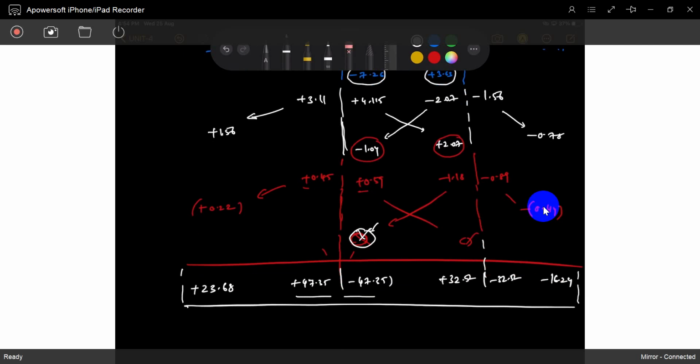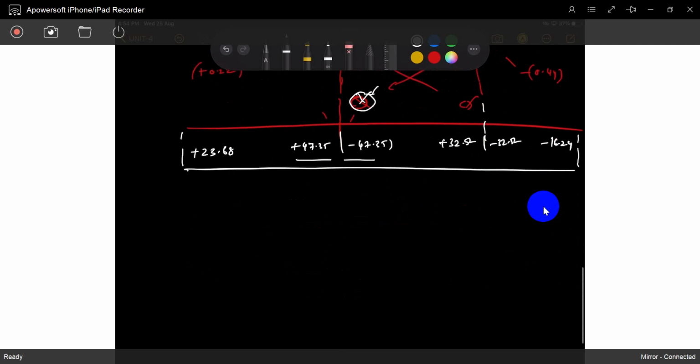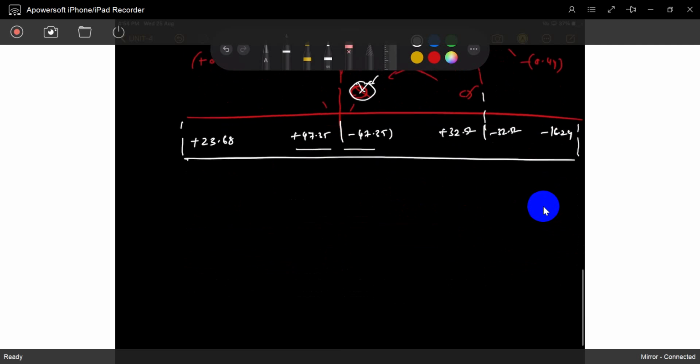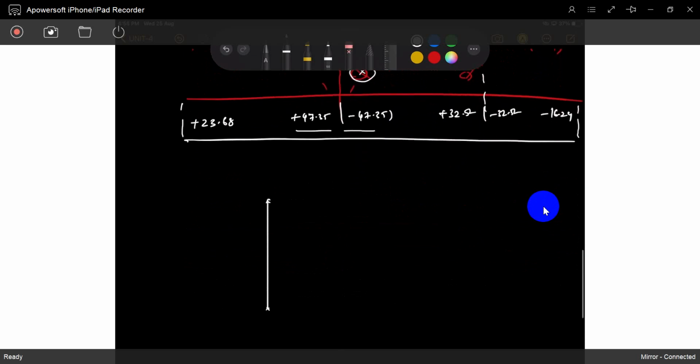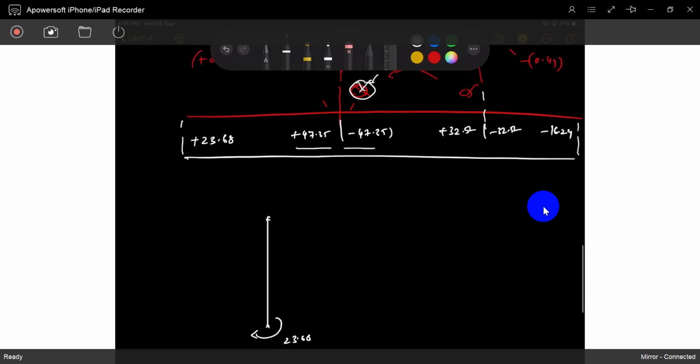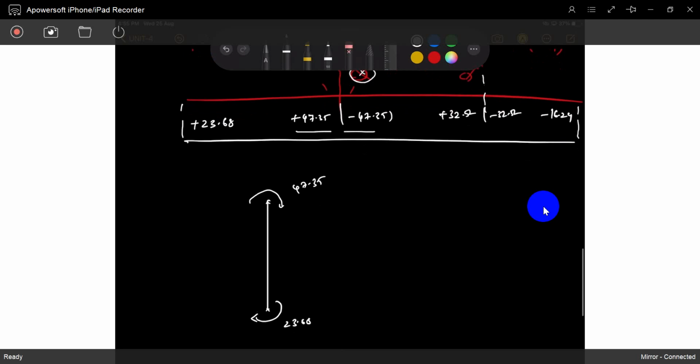But you know it has sway. Otherwise you can check it. How can you check, sir? Now you can see how you can check it. This is A, this is B. So the moment at A is what? A clockwise moment of 23.68. So at BA again you will get a clockwise moment of 47.35, positive. Okay, positive.